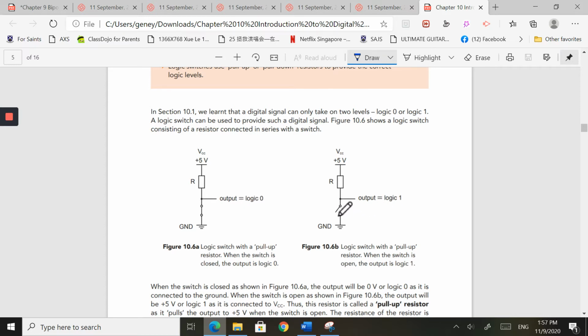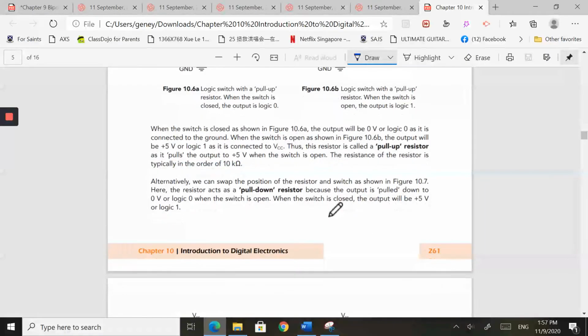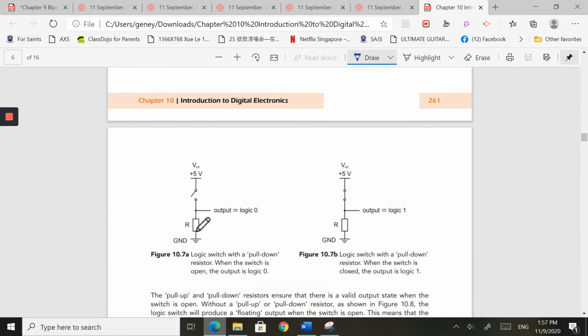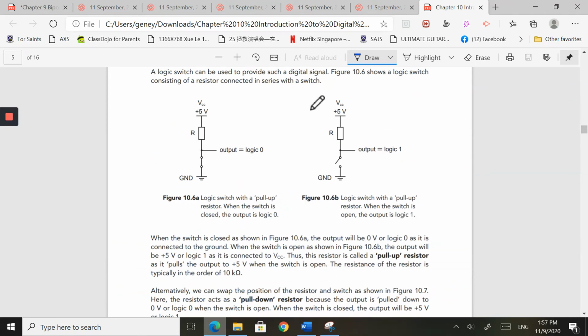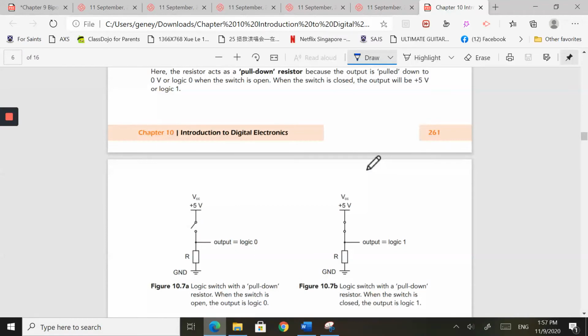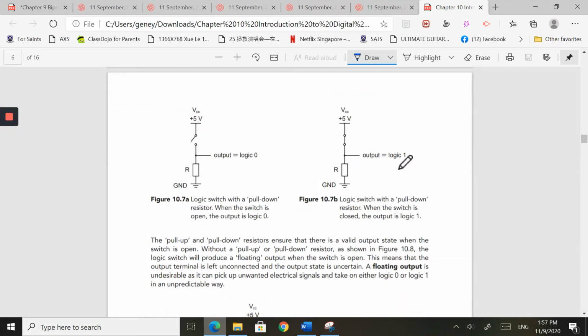So what happens if I want a logic 0 when the switch is open? Because sometimes you might want that in your circuit design. That is where we have a pull down resistor. So when the switch is open, now the output is a confirmed 0 value. And when I close the switch, it's going to be logic 1. So you need to know how to draw these two. When I have a pull-up resistor, switch closed gives me a 0, switch open gives me a 1. When I have a pull-down resistor, switch closed gives me a 1, switch open gives me a 0. Remember this.